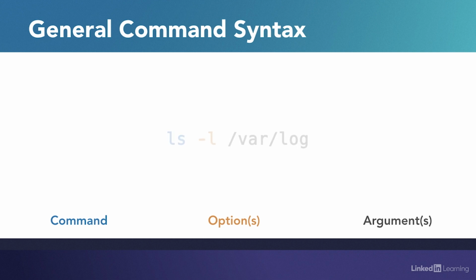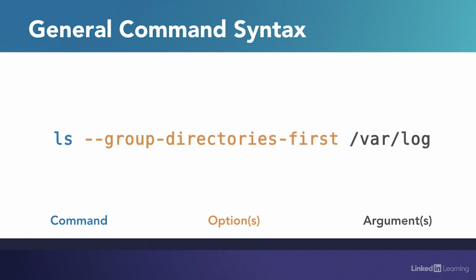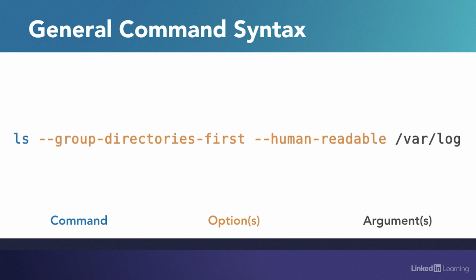I can add others, maybe -a and -h, which tell the command to show me all the files, not just the hidden ones, and to make the file sizes human readable. Most of the time, instead of listing each option individually, we'll combine them right after one dash with no spaces in between, like this. The order of the options usually doesn't matter, so this would do the same thing. The options that have two dashes can't be combined together. They have to go one right after the next, separated by a space.